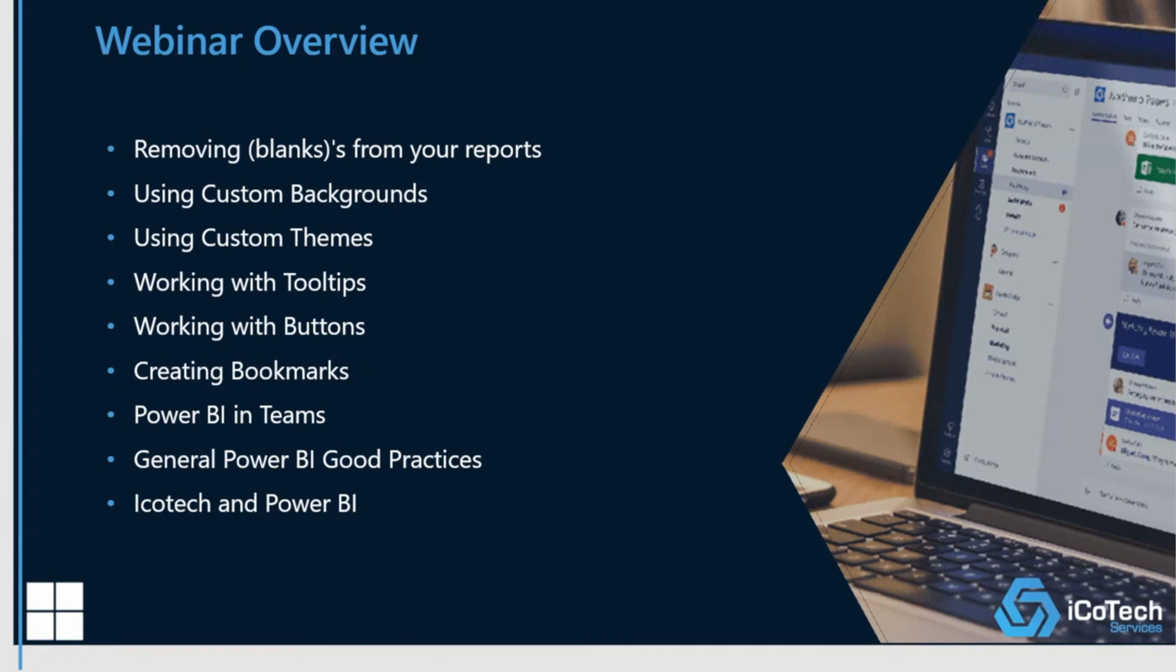Now, as I said, this is Power BI workshop part 2. Part 1 is available on our YouTube channels. The key areas that I'm going to cover today are certain things that I get asked about from various customers when we are doing our Power BI deployments. So things like removing blanks from your reports, using custom backgrounds and custom themes. If your company has a certain brand style or brand element, how do you incorporate that into your Power BI reports?